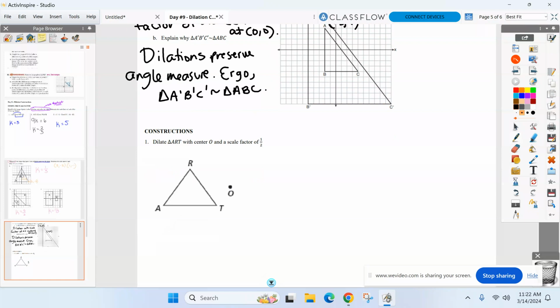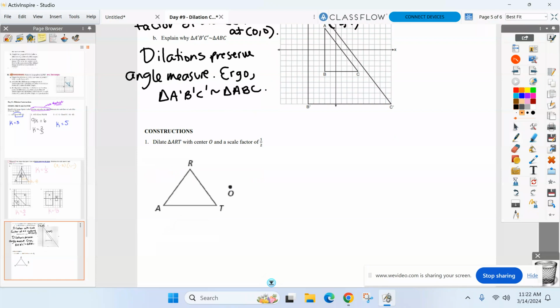Why is it going to get smaller? What's going to happen to A, R, and T? Where are they going to move? Describe where they're going to move. Closer to O. How much closer, Ian? Half. Half the distance from O. So that's our job right now: get A, R, and T half the distance to O.